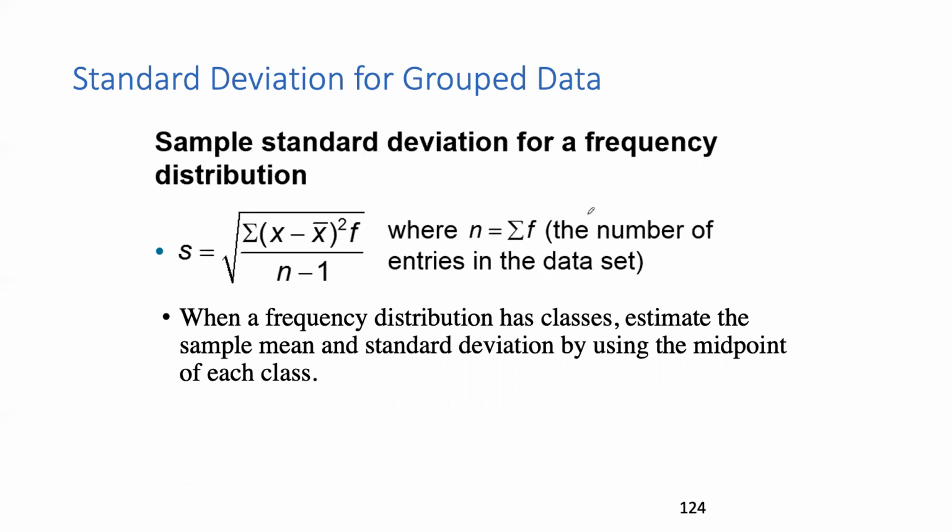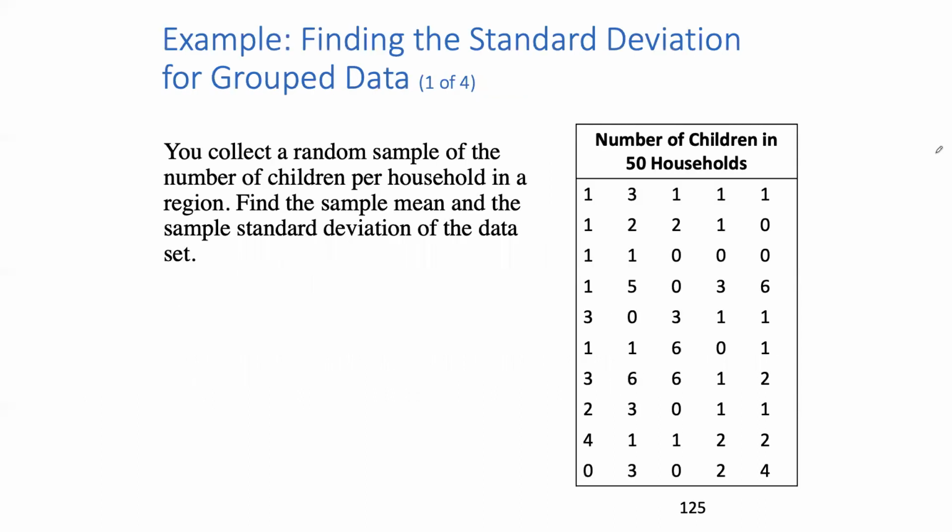So there's a couple of special cases that I want to quickly cover. When we have grouped data, how do we calculate sample standard deviation? And then we have a second special case which we call the coefficient of variation. Okay. So here's the story.